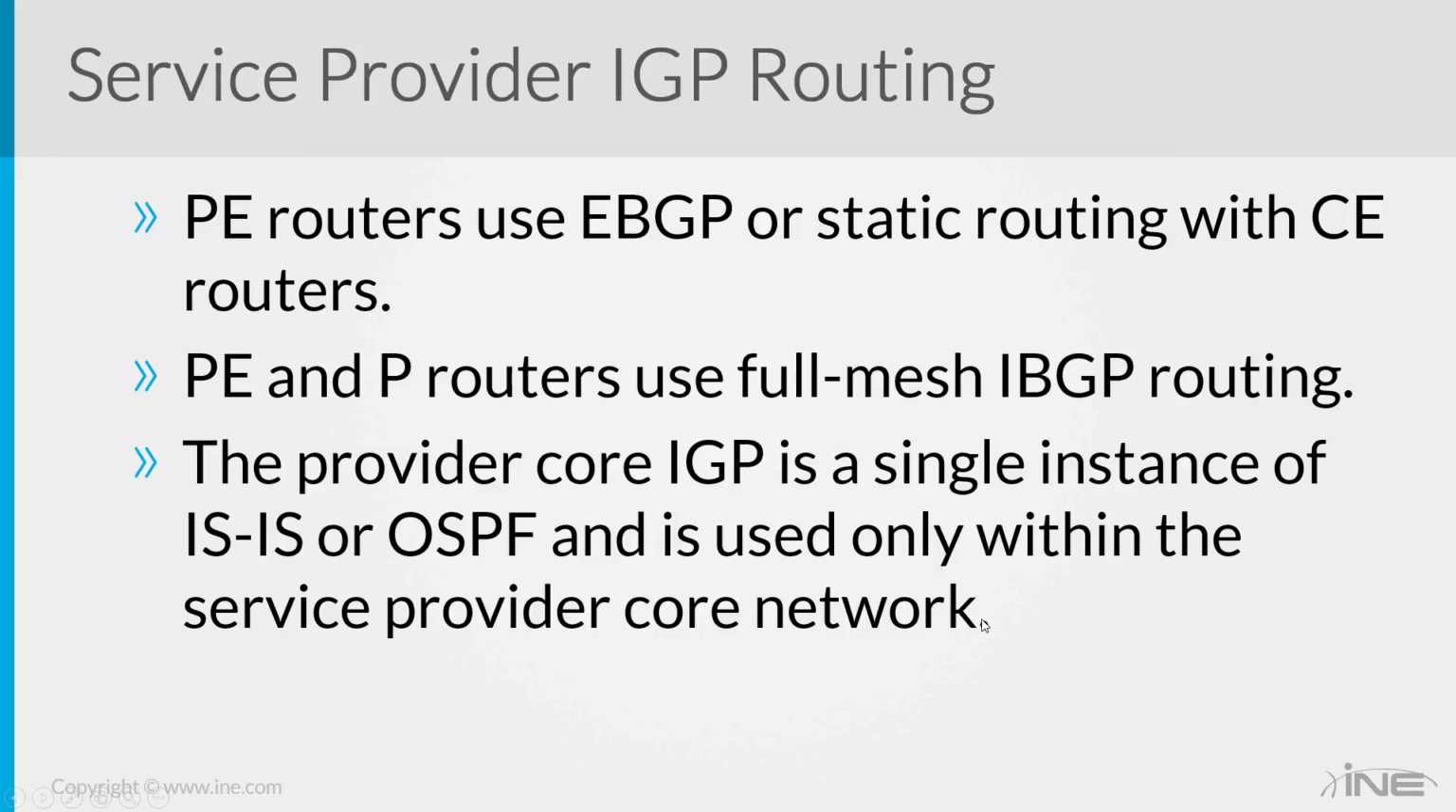The core IGP is a single instance of OSPF or IS-IS and is used only within the service provider core network. Why is this needed? Well, how am I going to get traffic from PE1 through P2 to PE3? Well, I need some sort of IGP in order to propagate that information. Because remember, inside of the provider core, I need some way to provide BGP a next hop to get me from where I'm at to where I need to go. Because by default, if you are not dealing with BGP correctly, you will break the connectivity.